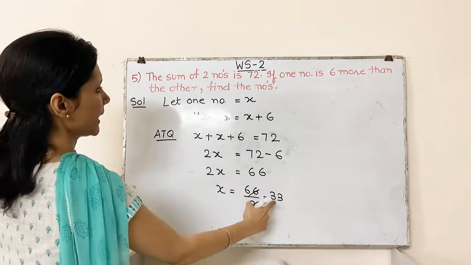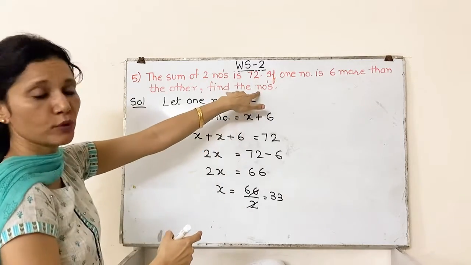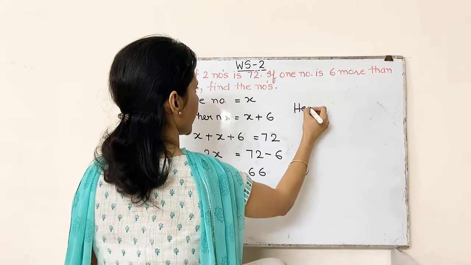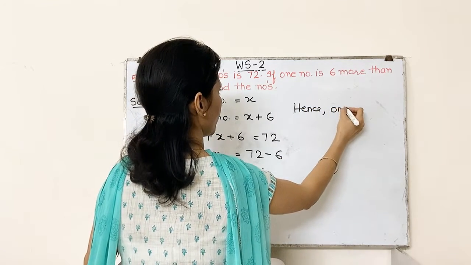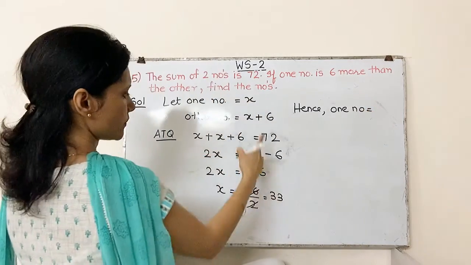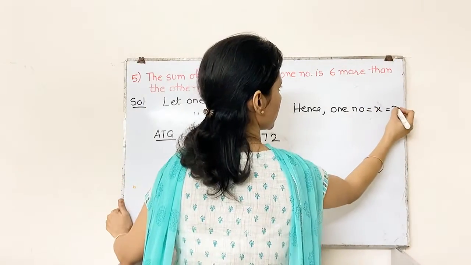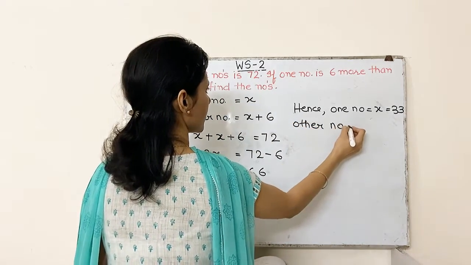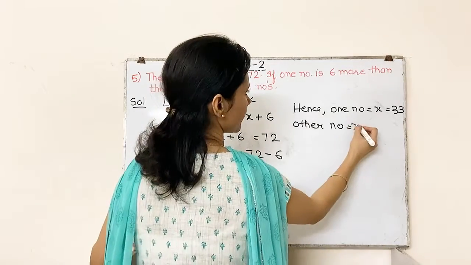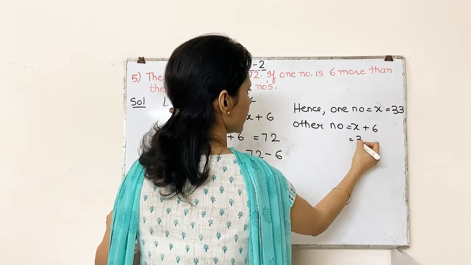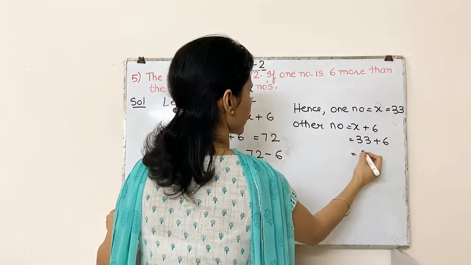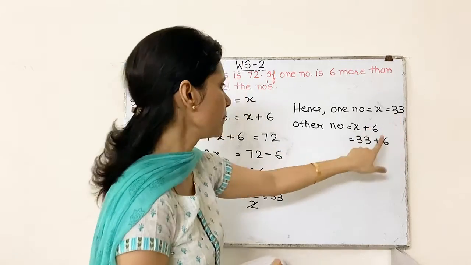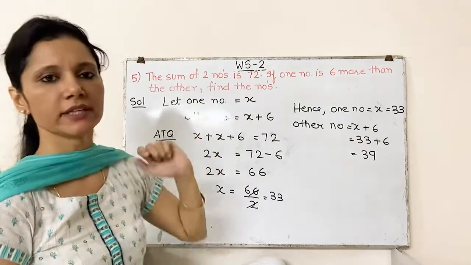Now this is only x, one number, but we have to find both the numbers. So hence we will say, one number is x, which is equal to 33, and the other number was x plus 6. x plus 6, that means 33 plus 6, that is 39. So these are the two numbers, and you can check what is 33 plus 39. It would give you 72.